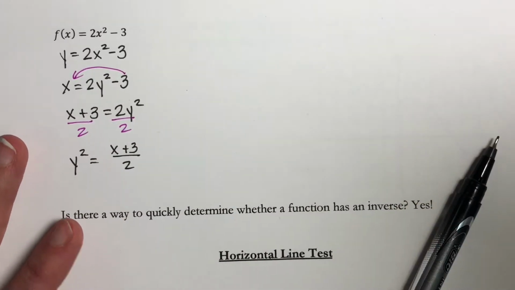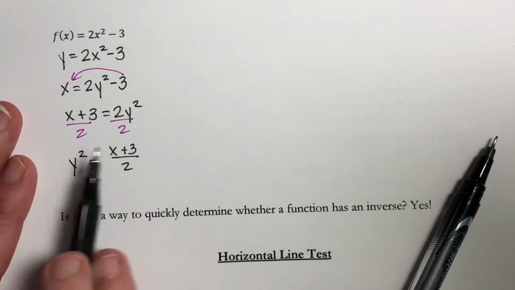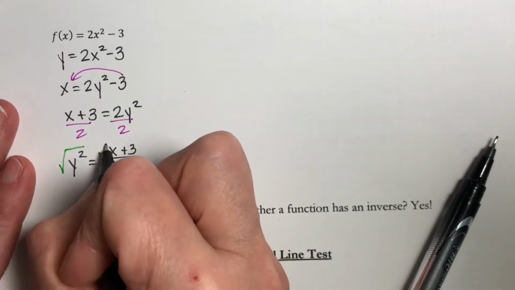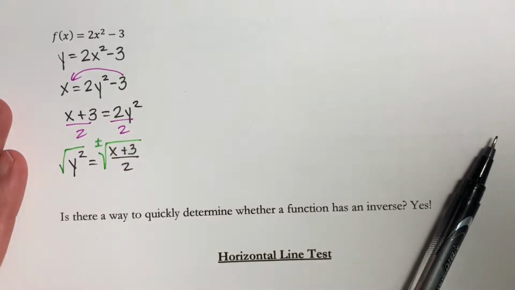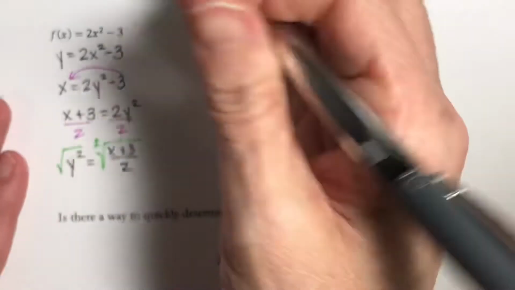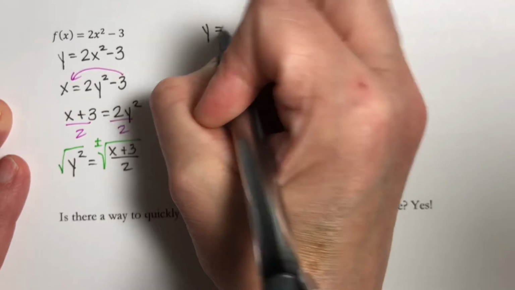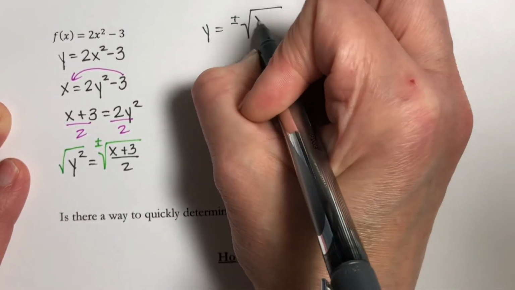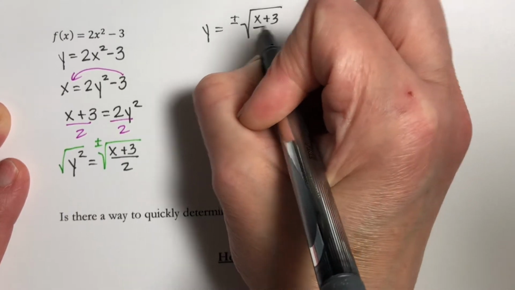Now we can use the square root property since we have something squared equal to something else. So I'm going to take the square root of both sides, but remember when you do that, you have to put a plus or minus in right there. So I get y is equal to plus or minus the square root of x plus 3 over 2.